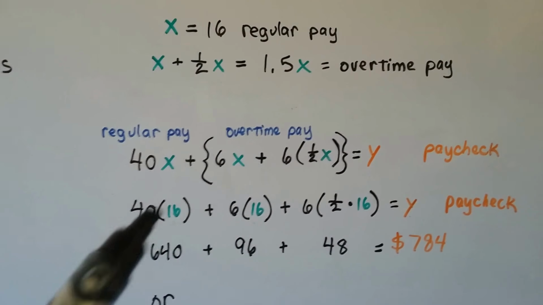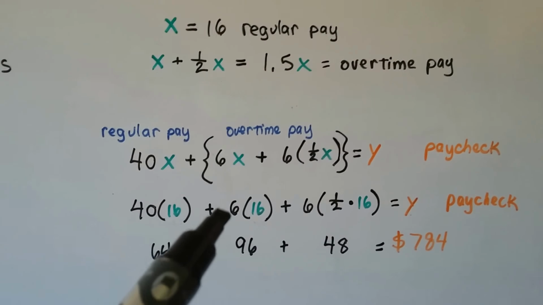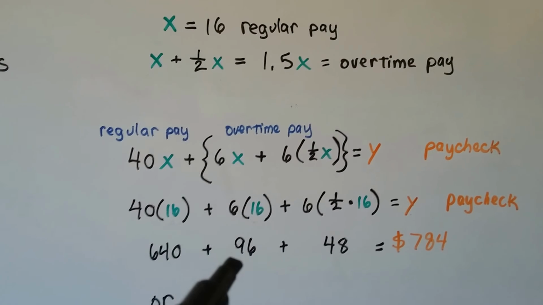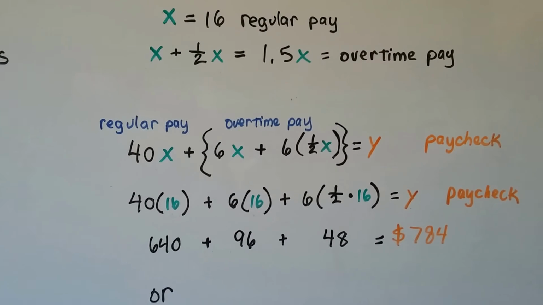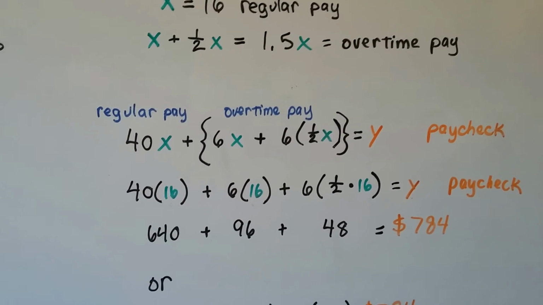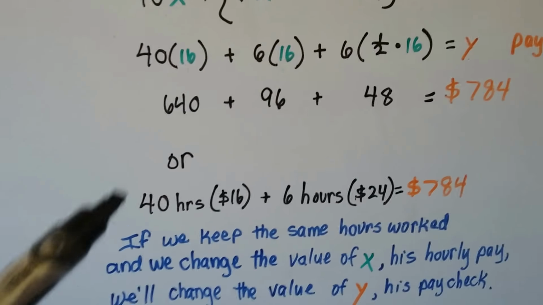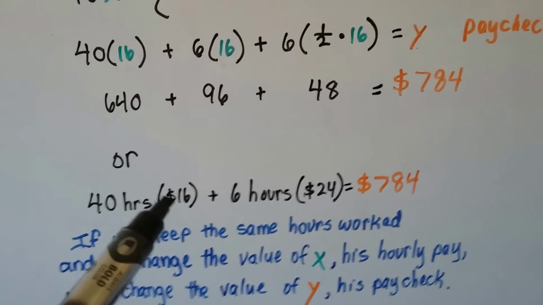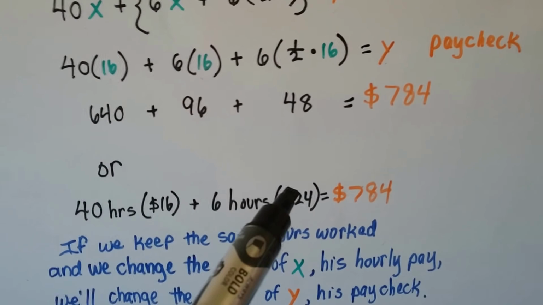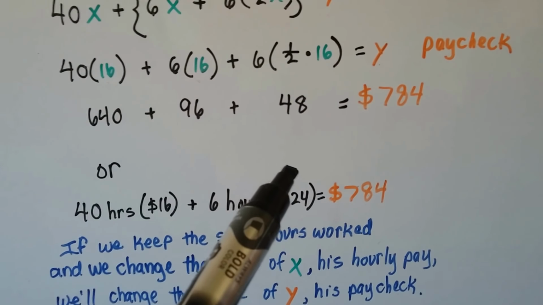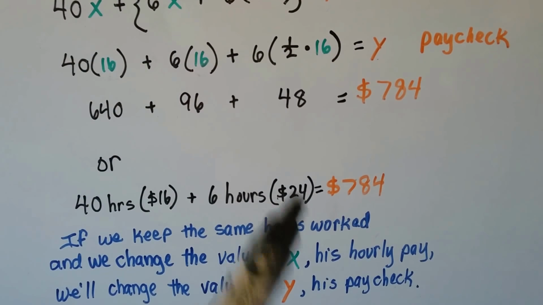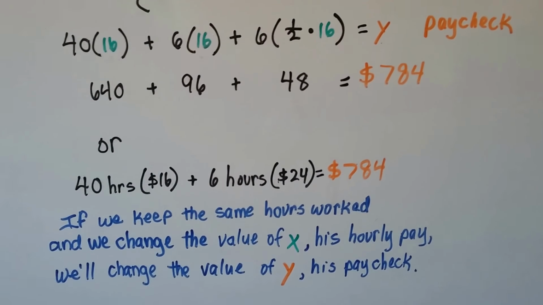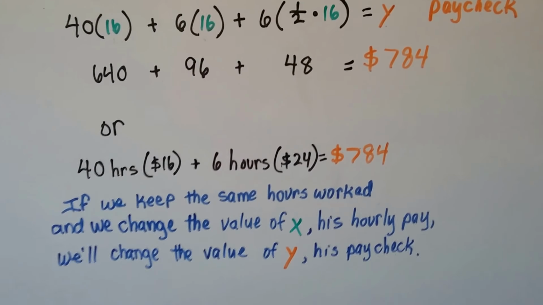When we do 40 times 16, we get 640. When we do 6 times 16, we get 96. And when we do that half, we get 48. We add them all up and get 784. Now you can also just do 40 hours at $16 and figure time and a half would be 16 plus half of 16 is 8. 16 plus 8 is 24. So you could do 6 hours times 24. Whatever helps you solve this problem. You're going to get the same amount.